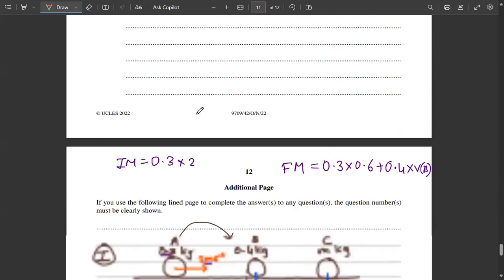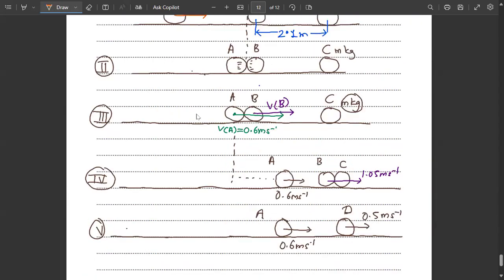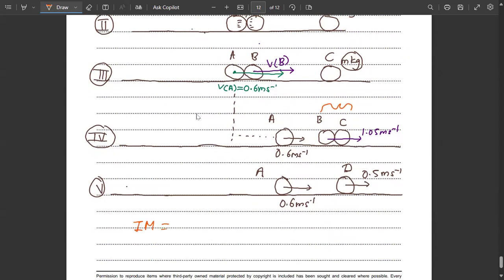And what will the initial momentum be? Because B and C are colliding now, we only need to consider the momentum of B. So the initial momentum will be the mass of B into the velocity of B. And what about the final momentum? We know that B and C are sticking together. So the final momentum will be mass of B plus mass of C, the whole in bracket, into the new velocity. The new velocity is 0.5.